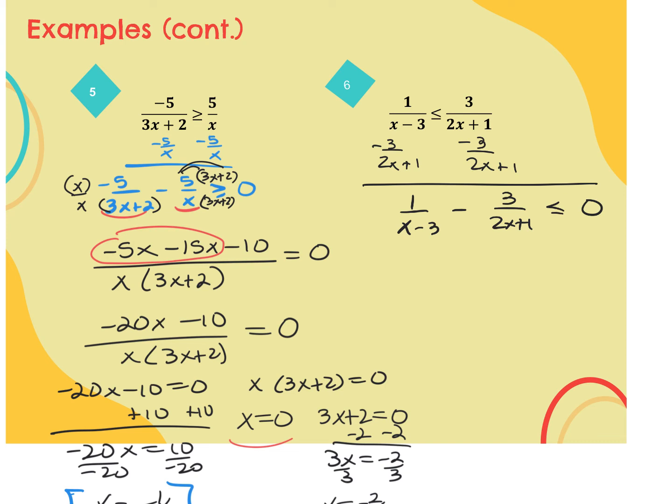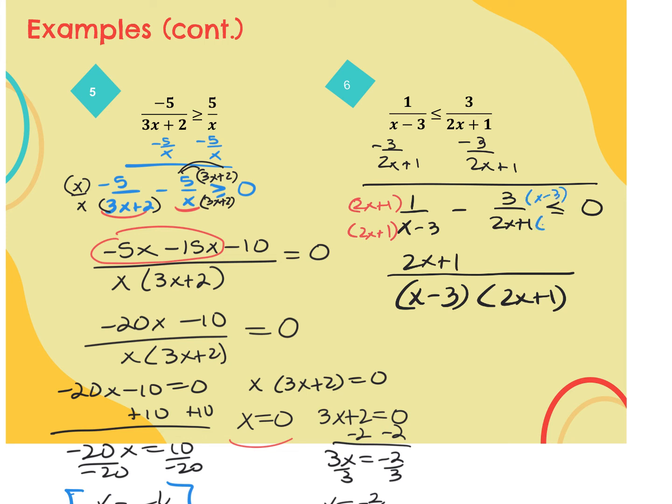My common denominator is going to be both the x minus 3 and the 2x plus 1. So the first fraction is missing the 2x plus 1. And 1 times 2x plus 1 is just going to give me 2x plus 1. Over here, this one's missing the x minus 3. Notice I need to distribute this negative 3. So this becomes negative 3x plus 9.